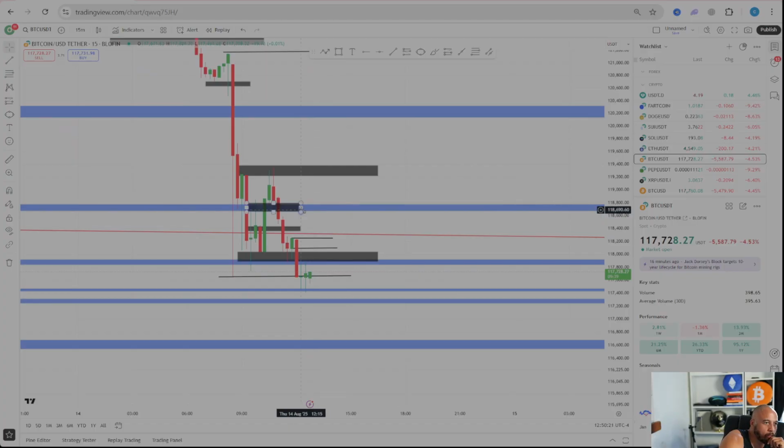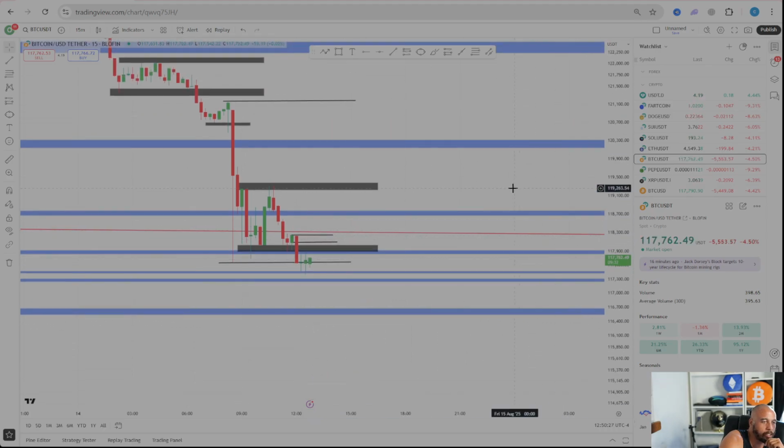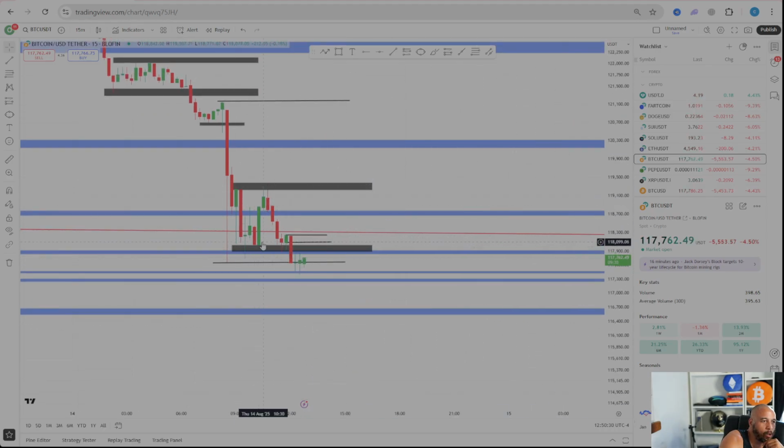Now, don't worry about this here. Don't worry about this here. Okay, I'll tell you what I did there. Very simple. This is a swing low. See the low? This is a swing high. Swing low, swing high. Very simple stuff. We put this line at a swing high, this line at a swing low.